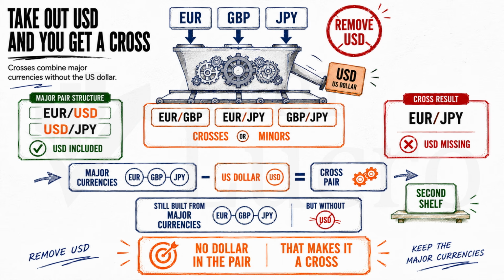The second shelf is what we call the crosses, or sometimes the minors. These are pairs that are still built from major currencies, the euro, the pound, the yen, and so on, but with one currency missing, the US dollar. Take the dollar out of the mix, and what you're left with is a cross.